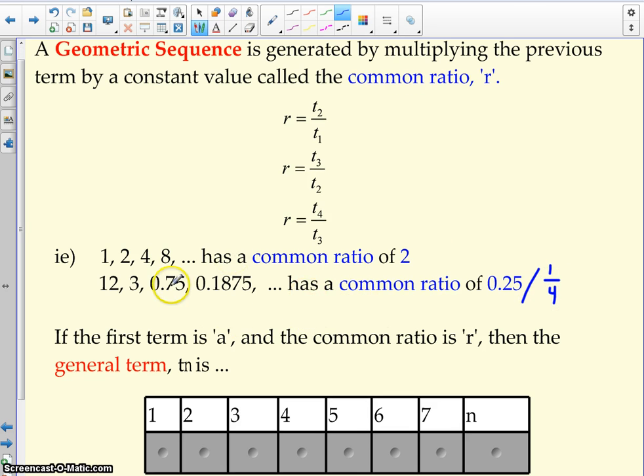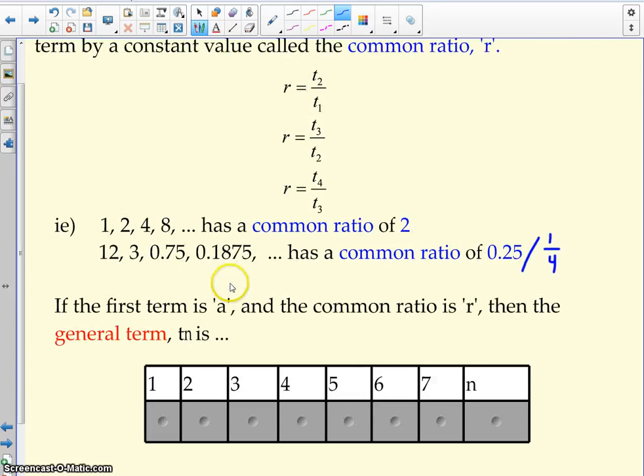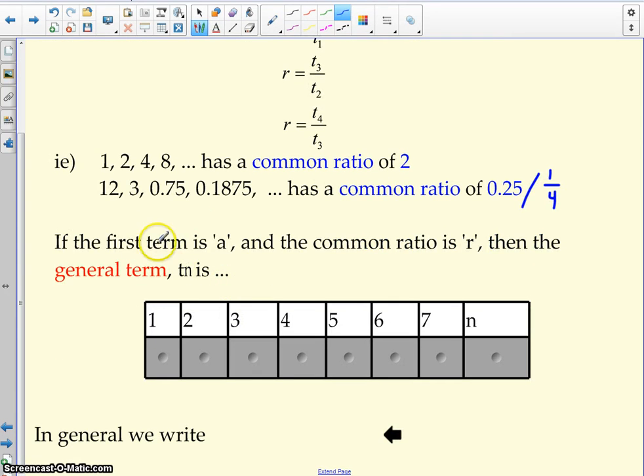Okay, so now in general, let's see if we can find a general term, much like we did with arithmetic sequences, because again, we want a formula to be able to generate whatever term we want. So again, just like with arithmetic sequences, we're going to call our first term A. We're going to call our common ratio R. So our first term is just going to be A. Well, how do we get to the next term? If our common ratio is R, we're going to multiply that A by R. So we wind up with A times R. And that pattern is going to continue. We're going to keep multiplying by R as we go from one term to the next.